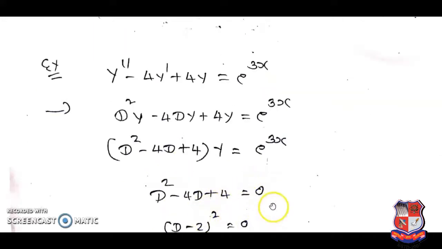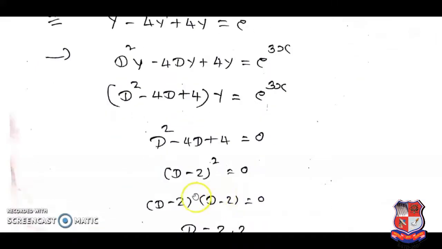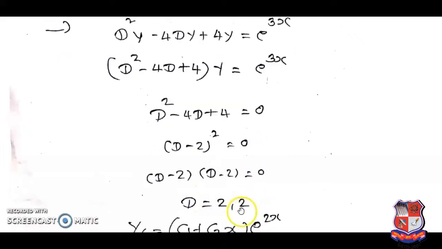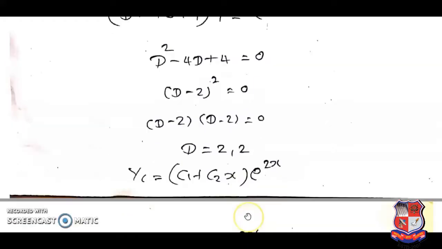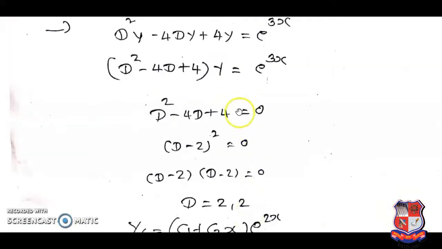For the CF solution we consider it equal to 0: d square minus 4d plus 4 equal to 0. It is a perfect square form, d minus 2 whole square. So d minus 2 equal to 0, so d equal to 2. It's real and repeated. Real and repeated means the sequence's first term is repeated 2 times. So for the first 2 terms we consider c1 plus c2x times e raised to 2x. Now we have to find yp.